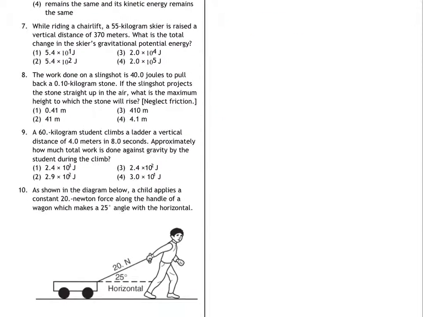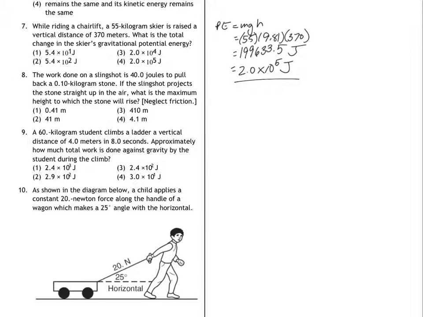In number 7, we have a 55 kilogram skier riding a chairlift, who is raised a vertical distance of 370 meters, and we want to know the change in potential energy. Well, this one's pretty straightforward because potential energy is mgh, and we know the mass is 55. We know that gravity is 9.81, and we know that the change in height was 370 meters. So I got a really large number of joules and I went ahead and converted it into scientific notation, and I'm able to match that up with choice 4.